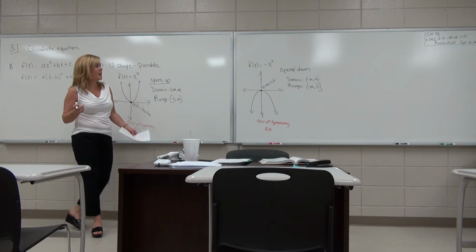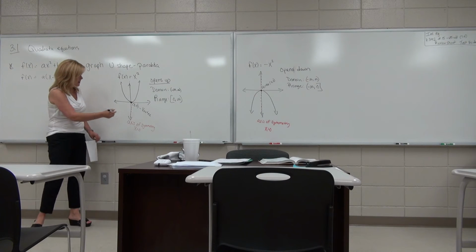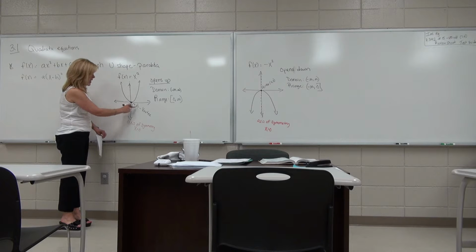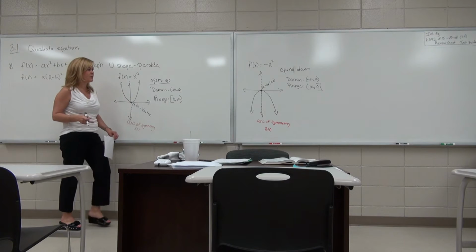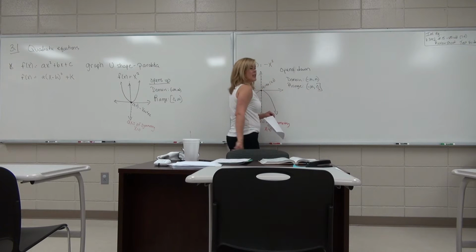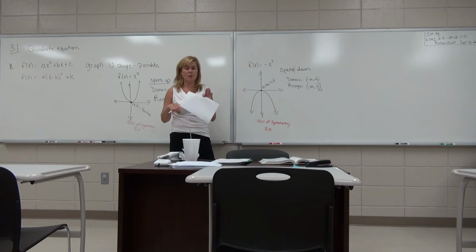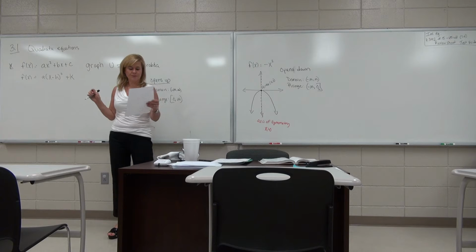Now notice one thing here. Your range is always going to have the y value from the vertex in it. Because this is the minimum point here, your range started out with that one. The vertex here is the maximum point, so your range ended up with that y value from the vertex. And that'll always be the case. I'm going to write all that down again in a little bit. But these are your basic two graphs.